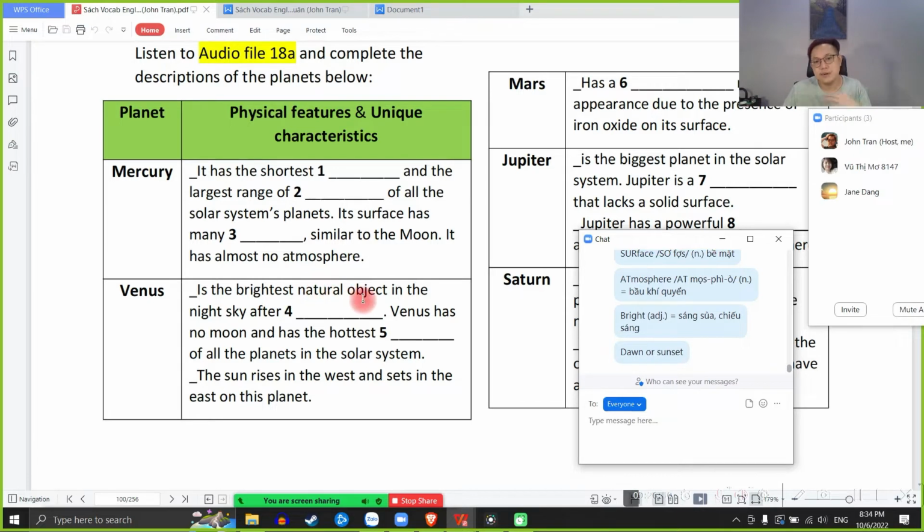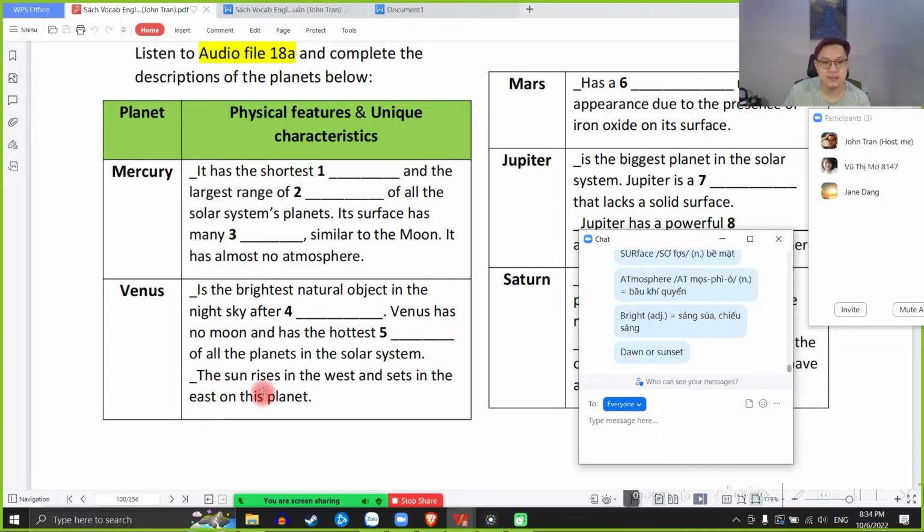Okay, it's the brightest natural object in the night sky after something. Nó là vật thể tự nhiên sáng nhất trên bầu trời đêm sau cái hành tinh gì đó. Venus has no moon. Nó không có mặt trăng nào của riêng nó luôn á. And has the hottest something of all the planets in the solar system. Và nó có cái gì nóng nhất trên tất cả các hành tinh trong hệ mặt trời.